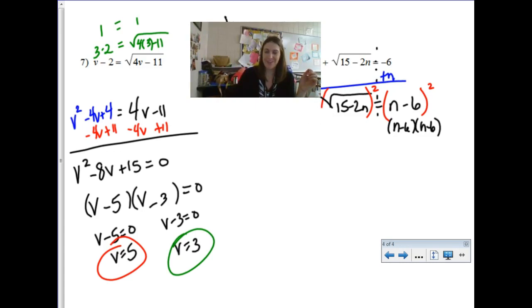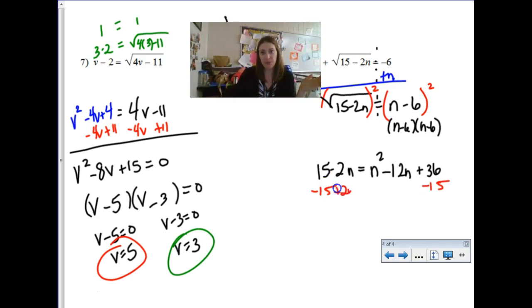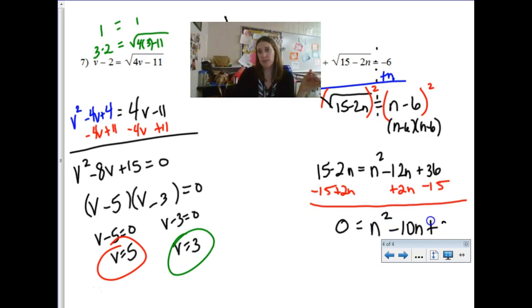Okay. So we end up with 15 minus 2n on the left side. And then when I FOIL this out, n squared minus 12n, because negative 6n. And then negative 6 times negative 6 is plus 36. So once again, we have a quadratic. I need to subtract this 15 over here. I'm also going to have to add this 2n over here, because I need standard form in order to factor or complete the square or use the quadratic formula. So n squared minus 10n plus 21.